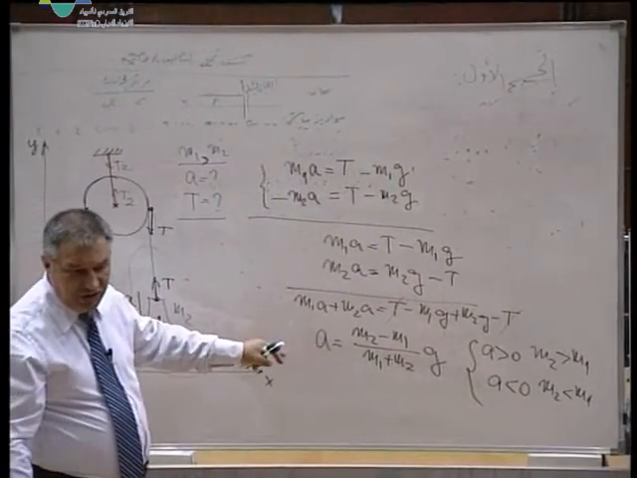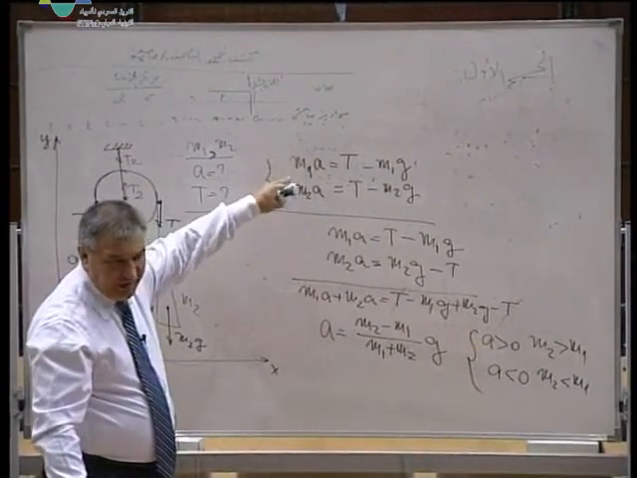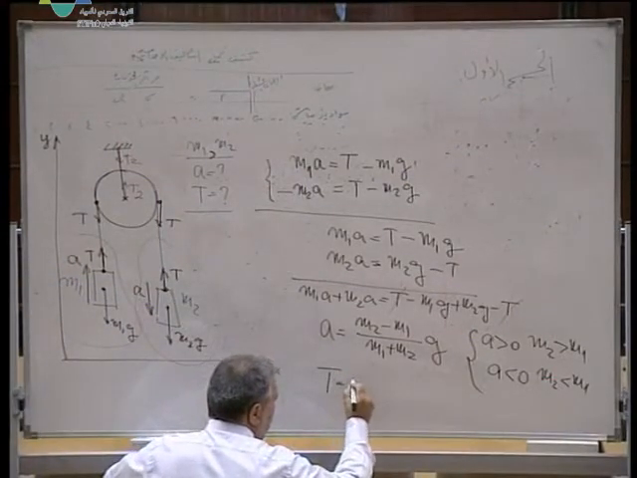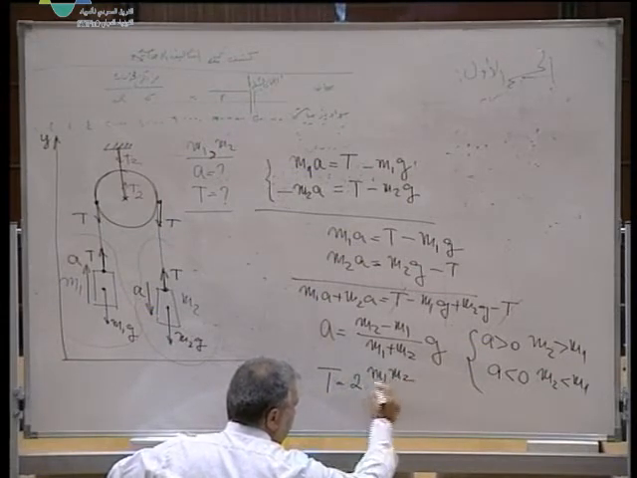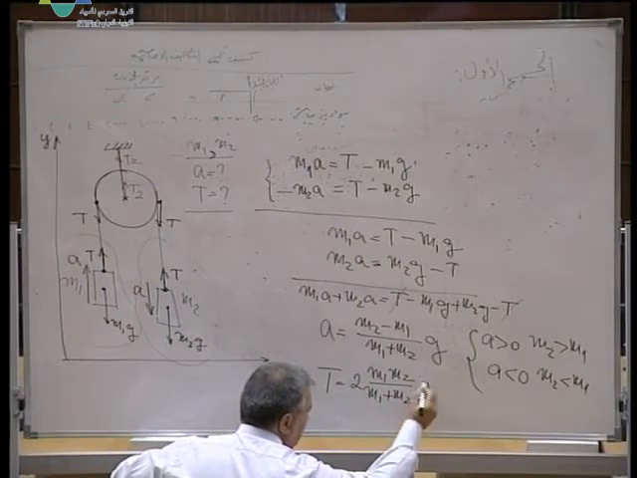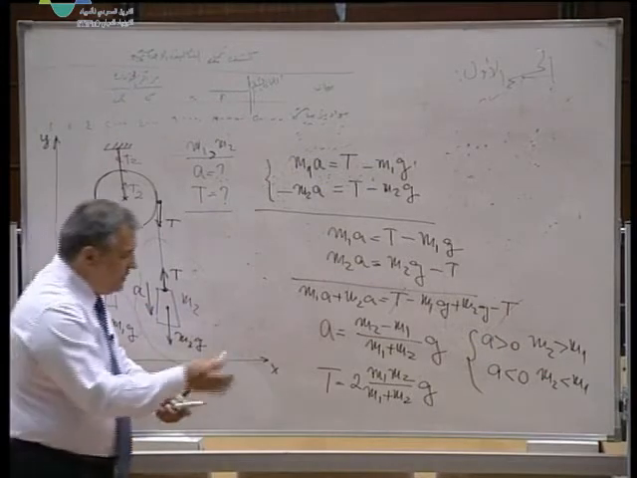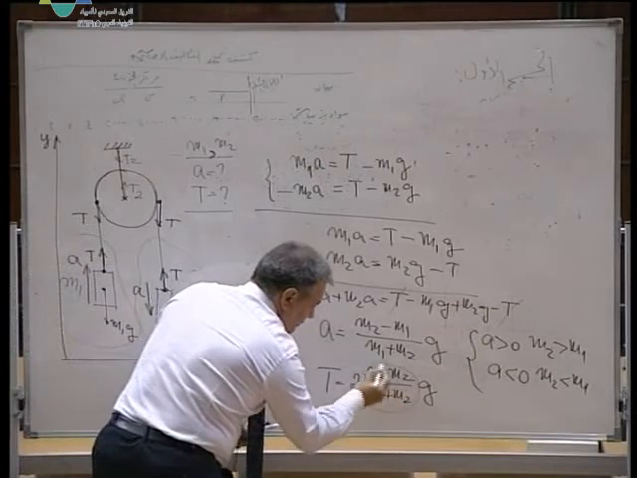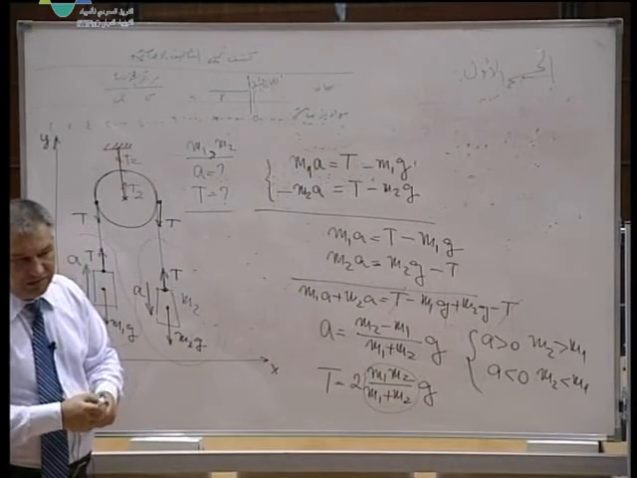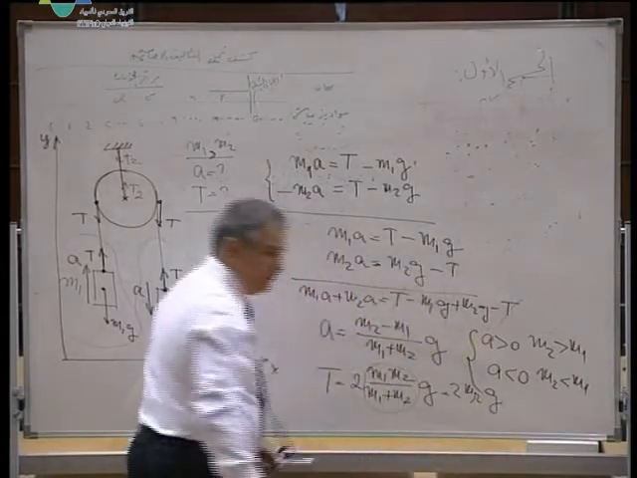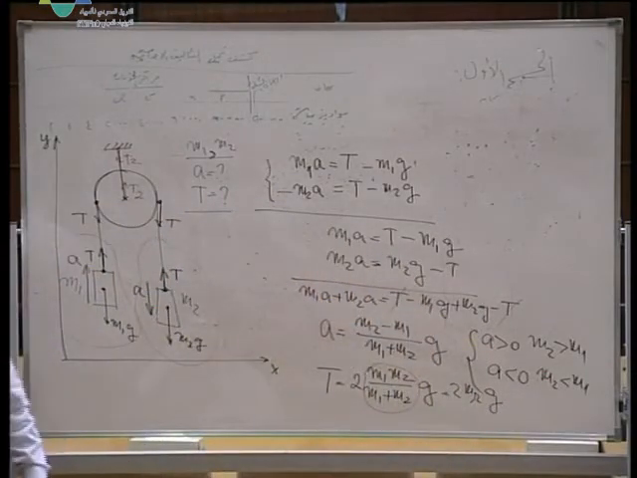Now having the acceleration, I can put the acceleration in any of the other equations, and I obtain the tension. Tension equals, plugging in the acceleration, plus M2 G. Yes, what you observe here, who is this? This is the reduced mass, marked in red: 2 M reduced G. It is called the reduced mass, which equals M1 times M2 over M1 plus M2.